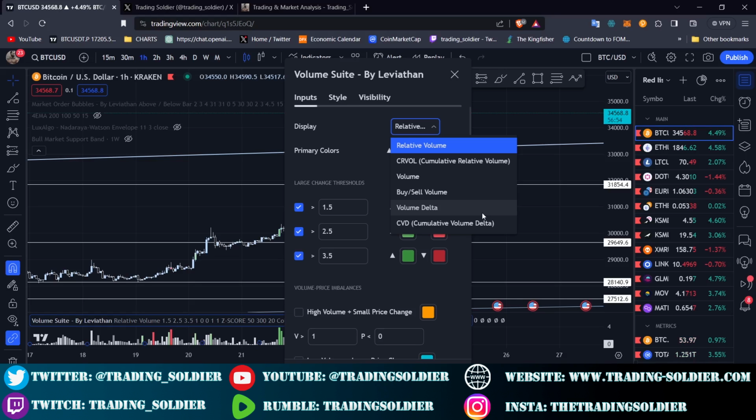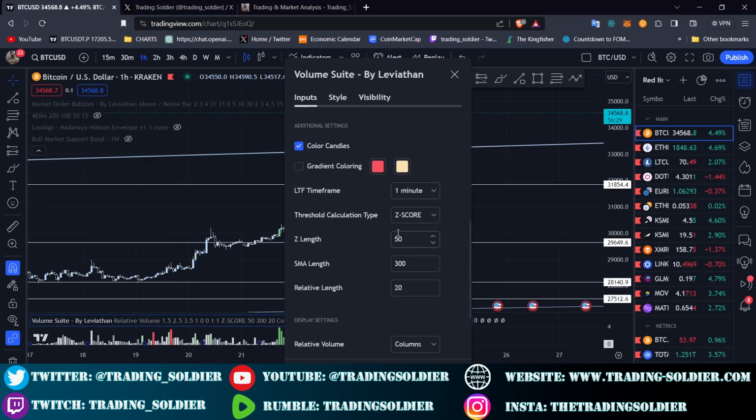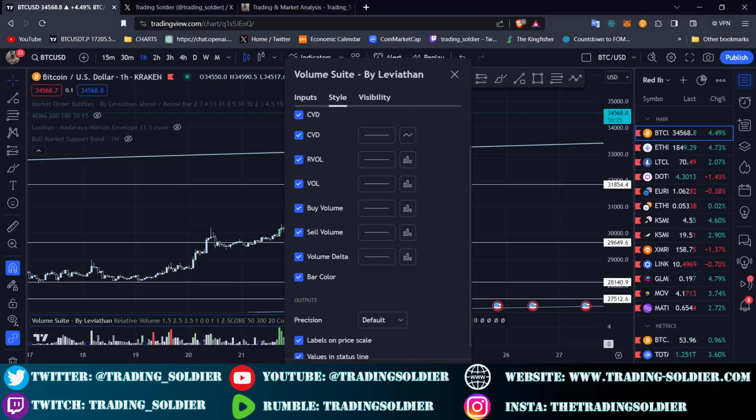In this video, the volume indicator that I use the most with this indicator is the relative volume, and I'm going to explain this. Also, the relative volume is the simplest and easiest indicator to use if you are a beginner. So we have selected relative volume. We leave all the settings like they are right now by default, also the style, and you click OK.